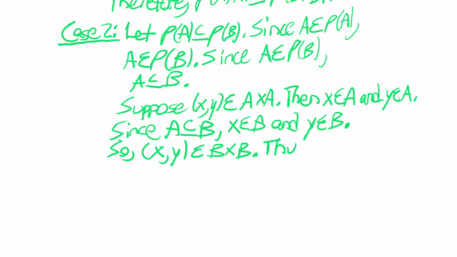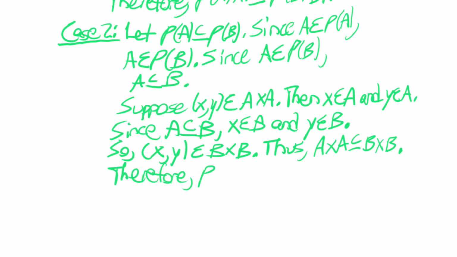And thus, the Cartesian product of A and A is a subset of the Cartesian product of B and B. So therefore, the power set of the Cartesian product of A and A is a subset of the power set of the Cartesian product of B and B, as desired.